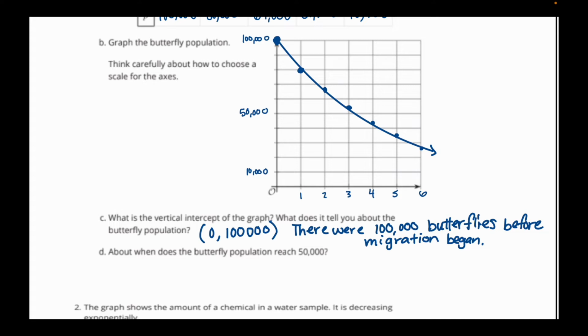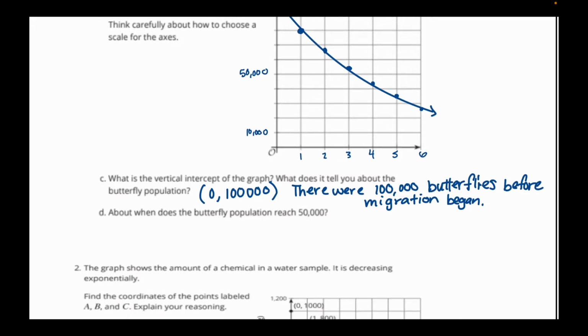And then question D says, about when does the butterfly population reach 50,000? So looking at our graph, we were just above 50,000 after 3 weeks. So we can say it's around there. Because it does say about when, we are allowed to estimate, round, that sort of thing.